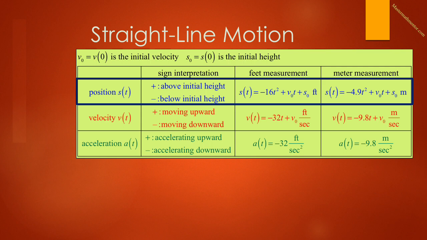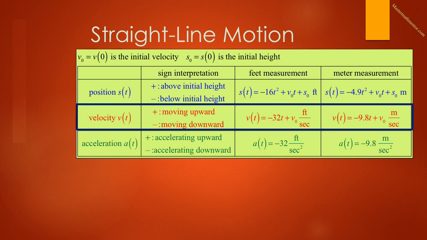If we are working in meters, then our position function is given by S of t is equal to negative 4.9t squared plus v0t plus s0. On the AP exam, you will probably be given these formulas. Your teacher may require you to memorize them. You may wonder where these formulas come from. In the second half of the course, when we discuss integral calculus, we will actually evolve these formulas.